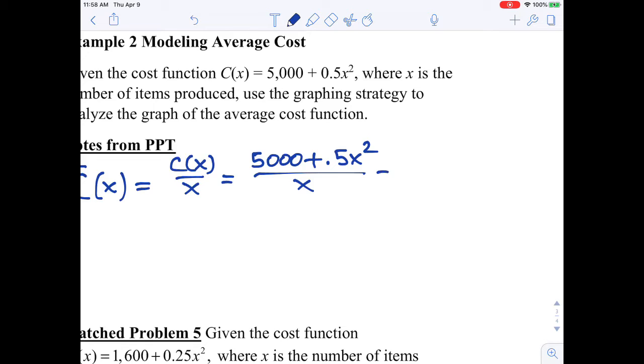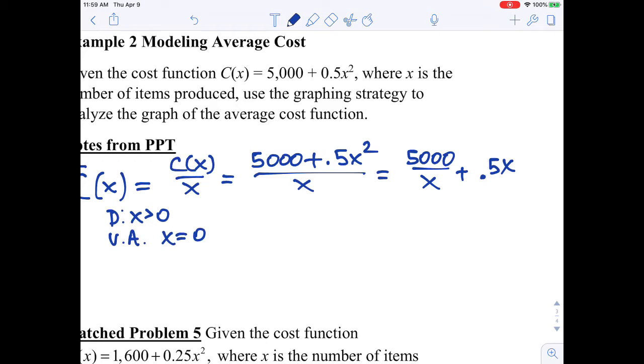And we can write this as 5,000 over x plus 0.5x. The domain of this needs to be all positive reals, so x greater than 0. As for the vertical asymptote, because x has to be positive, it's self-explanatory that we would have a vertical asymptote at x equals 0.